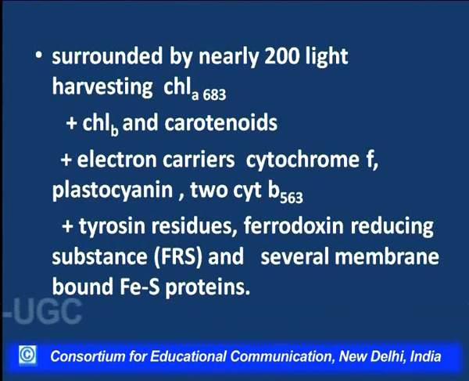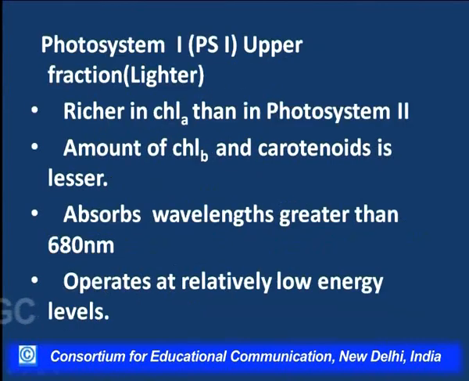In addition, there are many electron carriers, namely cytochrome F, plastocyanin, and two very specialized cytochrome B 563, along with several tyrosine residues, ferredoxin reducing substance FRS, and several membrane bound iron sulfur proteins. So these are the constituents of the lighter fraction, or the PS1.